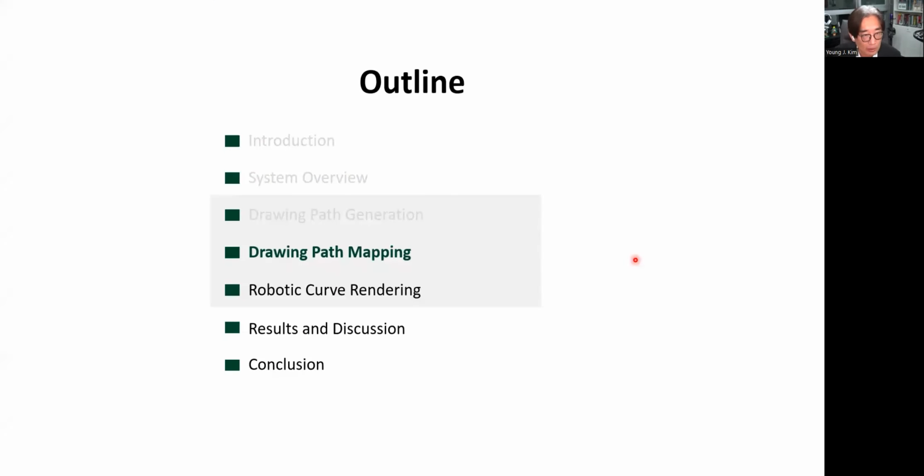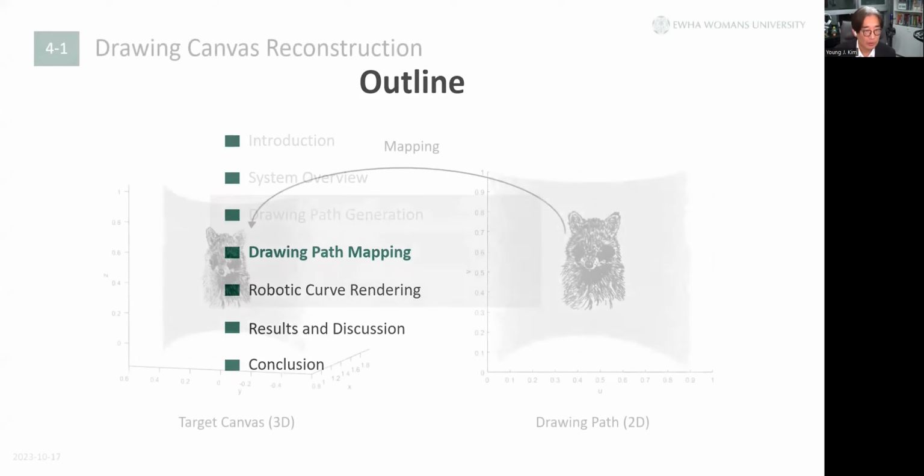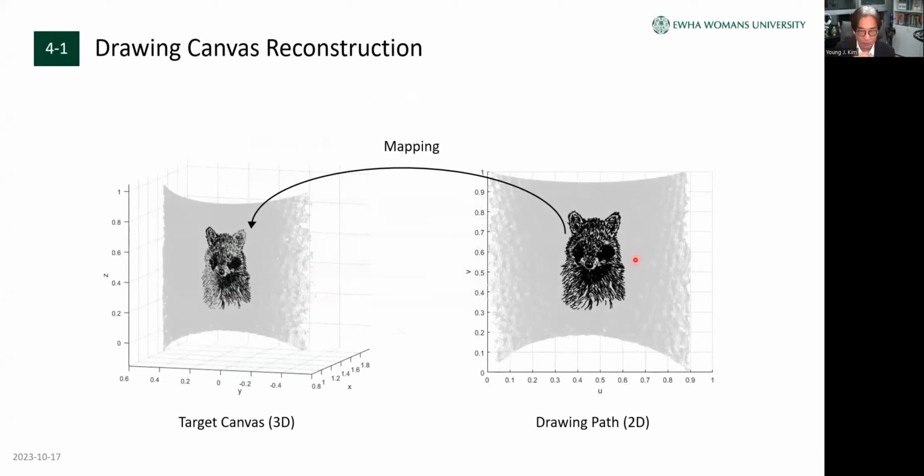Now, let me move to the next issue that we need to deal with. Once you have this stroke sequence or drawing sequence, somehow you have to map this drawing sequence to 3D. And to map it, of course, we need a target canvas. So we need a 3D target canvas. We have to estimate this target canvas, and then you can map it.